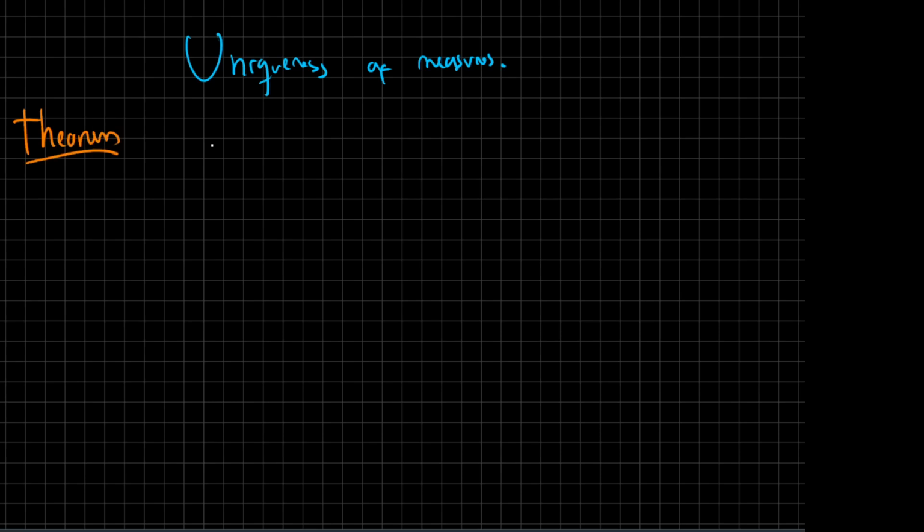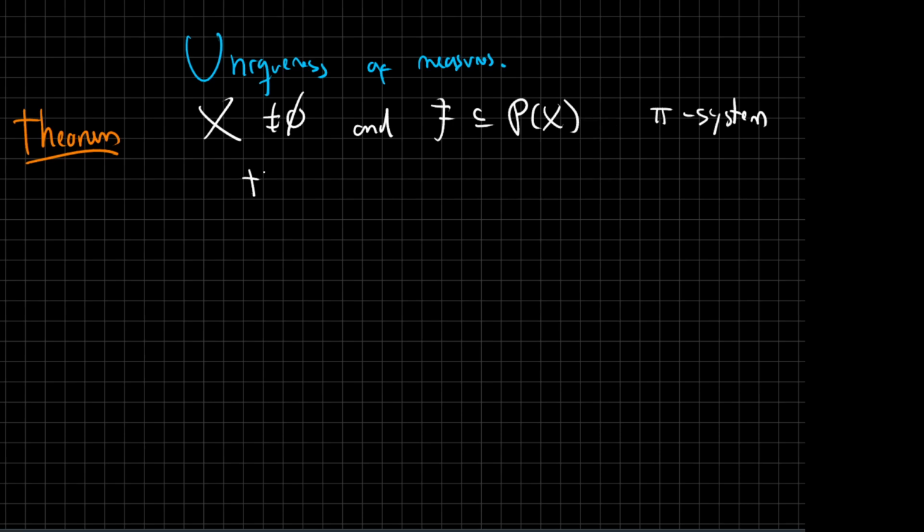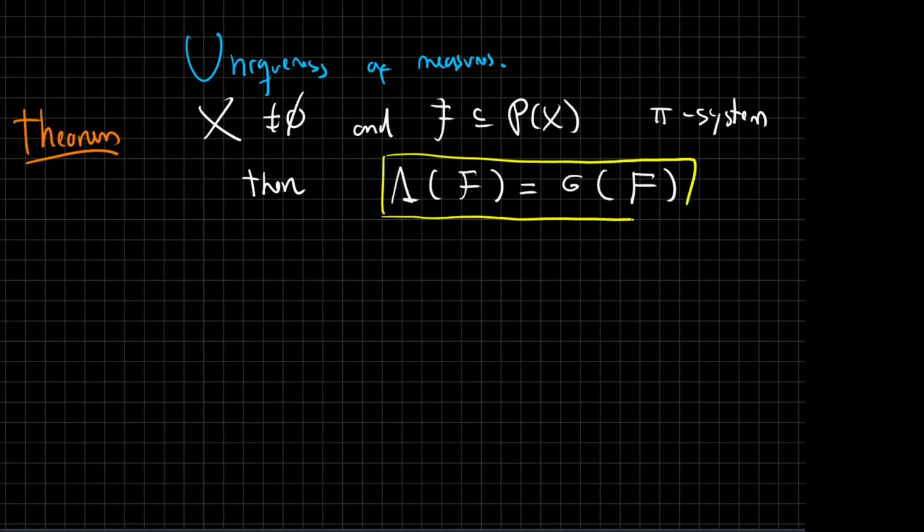The theorem tells us that if we have a space that is non-empty and you have a family inside a power set of this space that is a pi system, then it happens that the generated lambda system of F is equal to the generated sigma algebra of F. So this is a really important equality here. Alright, so the proof will proceed as follows.